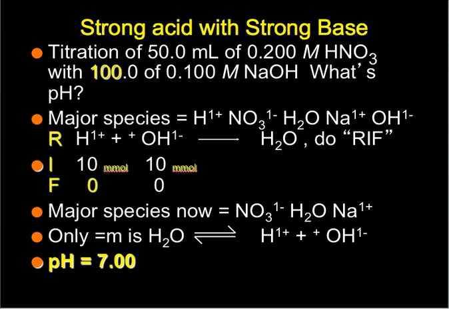I want to call attention to something that should be pretty obvious when you look at the numbers. If you look at 50 milliliters of acid, which is 0.2 molar, and then we have double that amount, 100 milliliters of 0.1 molar, it would stand to reason that since they're both strong acids and bases, and the concentration of the base is half that of the acid, then we're going to need double the amount of base to neutralize the acid, which is twice as concentrated.